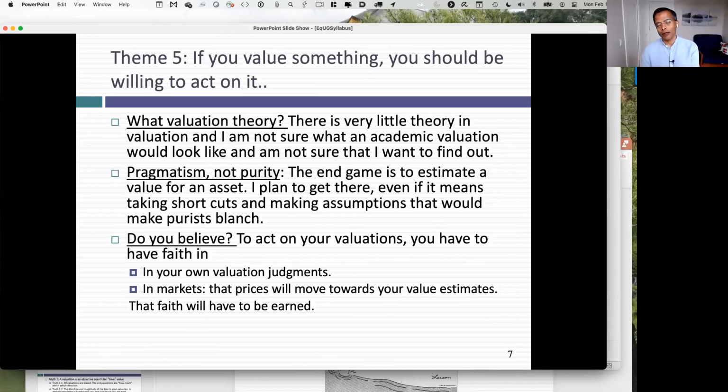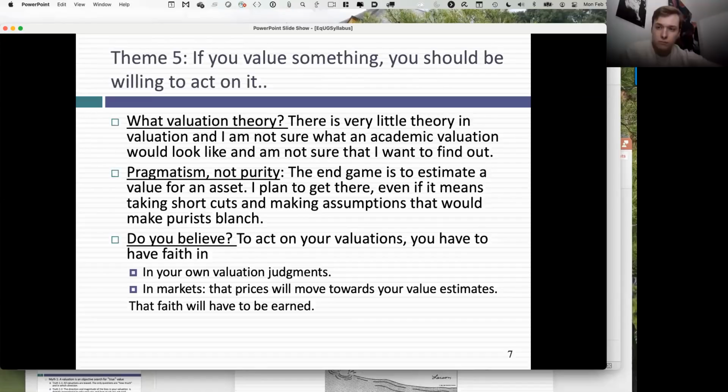Okay, let's pick Alibaba. Let's suppose you value Alibaba at $350 per share, and the stock is trading at $250. So you've done the valuation. The price is out there. To actually put money behind your valuation, you need faith in two things. First, you need faith in your valuation, right? You did the valuation, you put in the numbers, you know all the mechanics, but you have faith in your value.